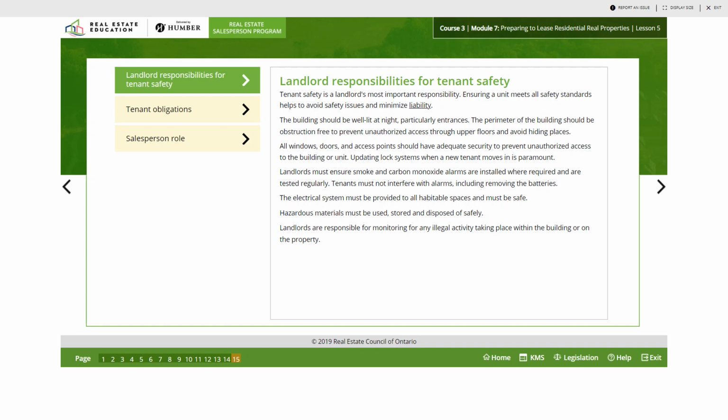Landlords must ensure smoke and carbon monoxide alarms are installed where required and tested regularly. Tenants must not interfere with alarms, including removing the batteries. The electrical system must be provided to all habitable spaces and must be safe. Hazardous materials must be used, stored, and disposed of safely. Landlords are responsible for monitoring any illegal activity taking place within the building or on the property.